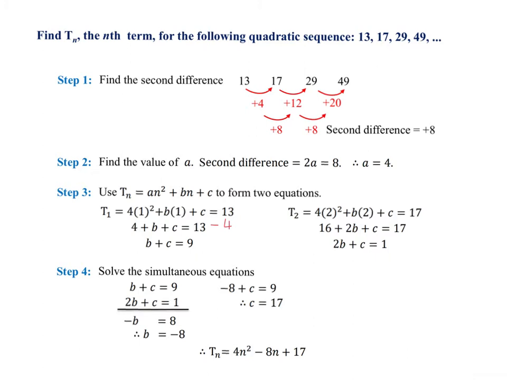Same way over here, we take away the 16 from the 17, which leaves us with 1. Okay, and then just like we did for t of 1, t of 2, we fill in n is 2, so n squared, b times n, and that breaks it down into 2b plus c.